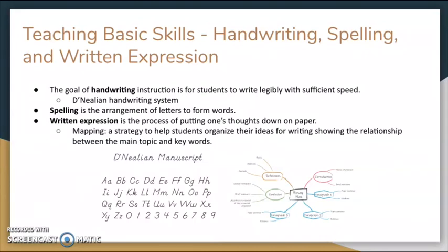mapping, which is where the student lists the keywords and ideas they have for a topic, writes about those ideas, and then draws a map connecting the relationships between the main topic and the keywords.